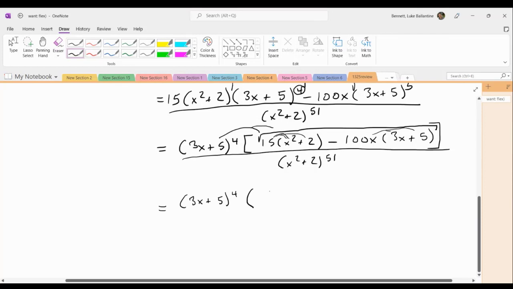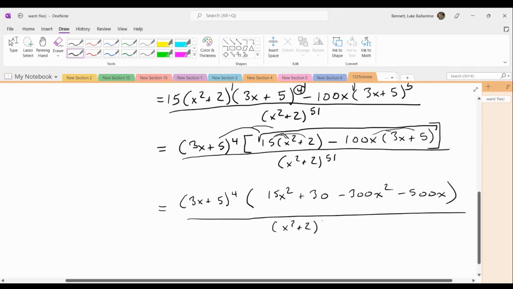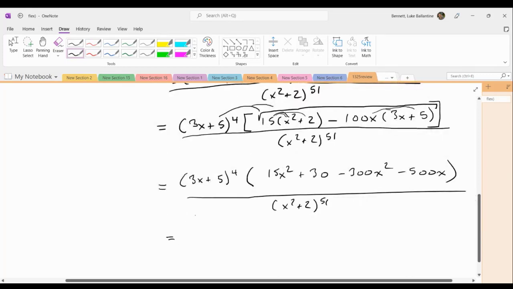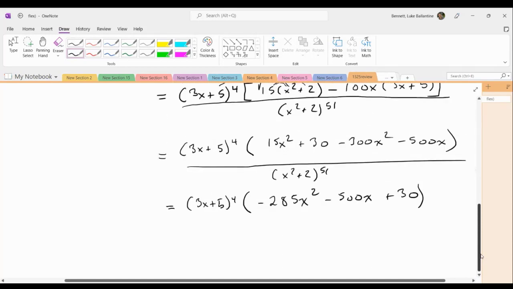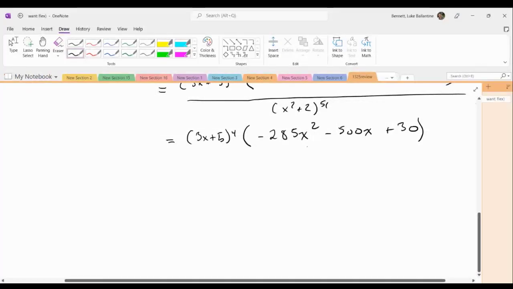So yeah, 15 times x squared is 15x squared. 15 times 2 is 30. And we have negative 300x squared minus 500x. All of it is still divided by (x squared plus 2) to the 51. This is (3x plus 5) to the fourth times negative 285x squared minus 500x plus 30, and this is still divided by (x squared plus 2) to the 51.